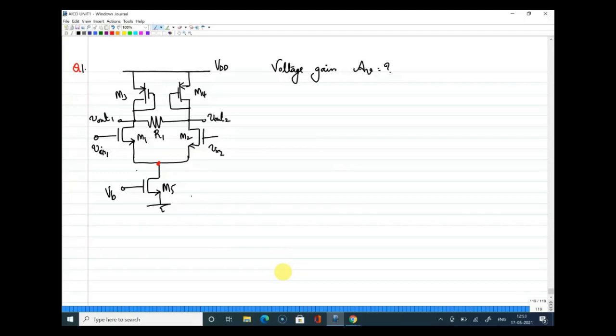Okay, so if it is symmetric, how will you replace that? Can you tell me what elements will be there in the half circuit? Which all elements will be there in the half circuit?